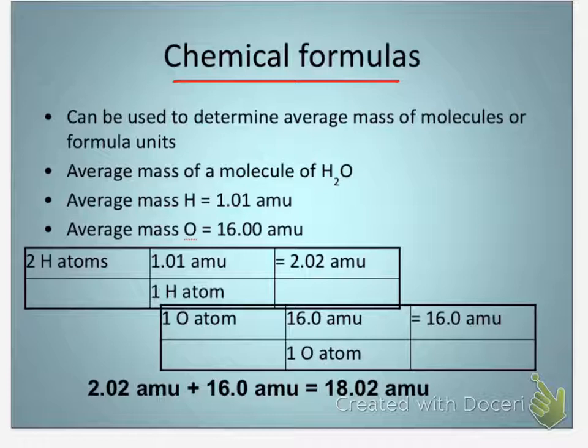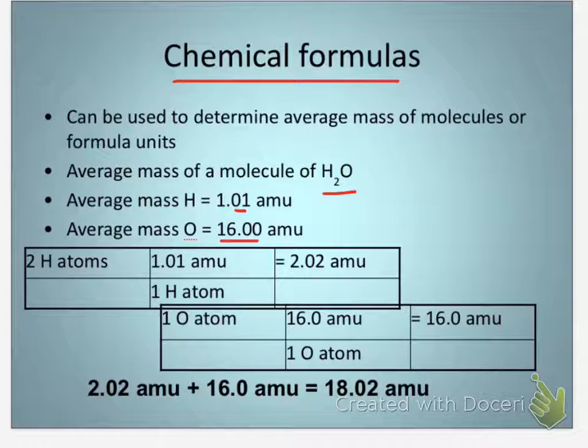For instance, if we want to know the average mass of a single molecule of H2O, we know that the average mass of a single hydrogen atom is 1.01 AMUs. And remember that this accounts for isotopes that are out there that weigh more than 1 AMU. And the average mass of a single oxygen atom is 15.997 and so on. We round it to 2 decimal places to 16.00 AMUs.